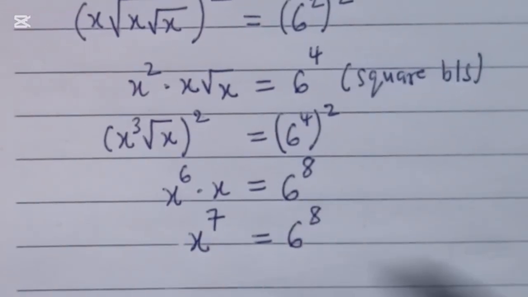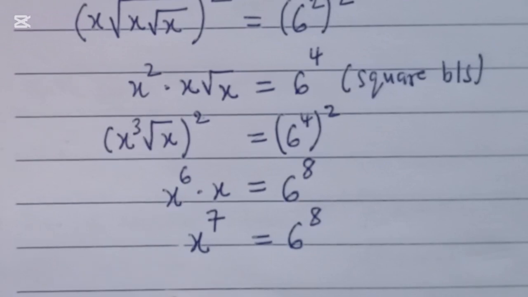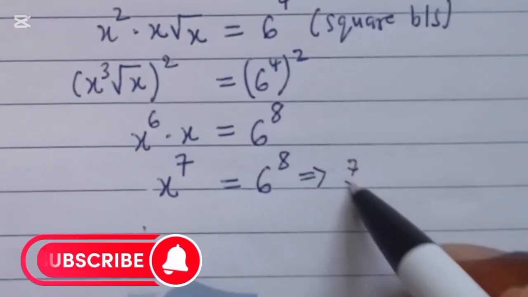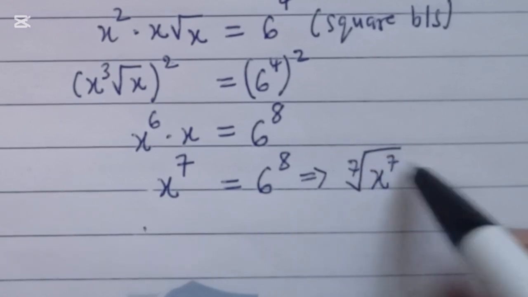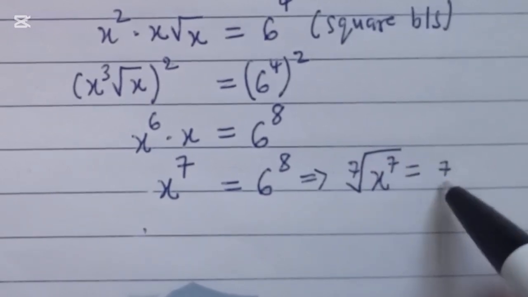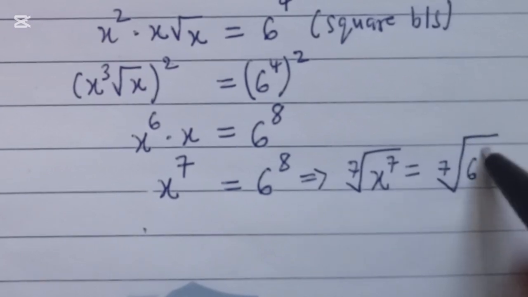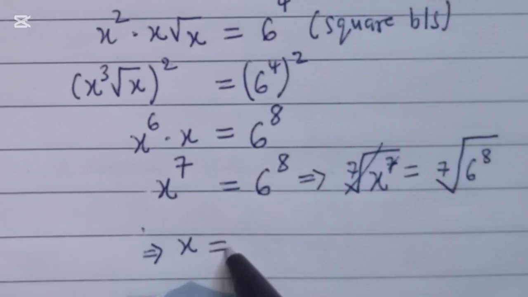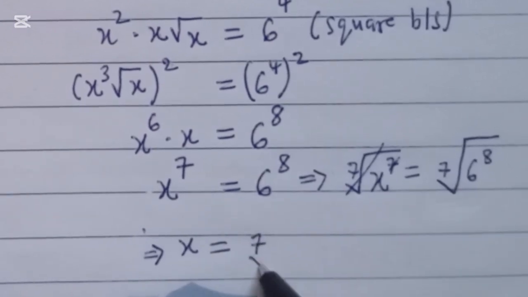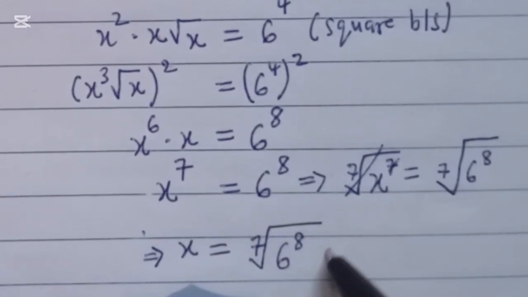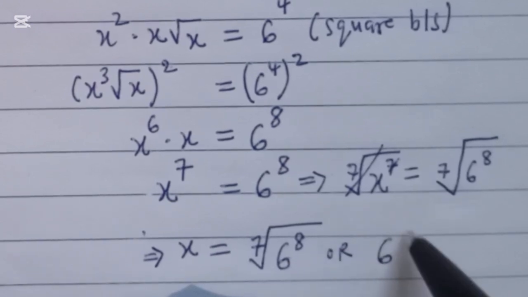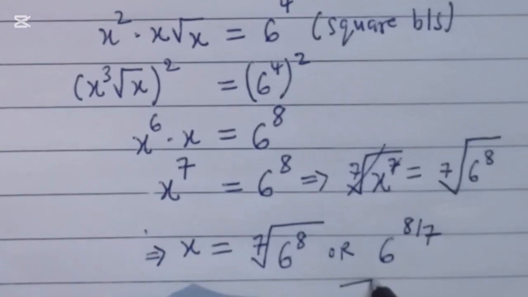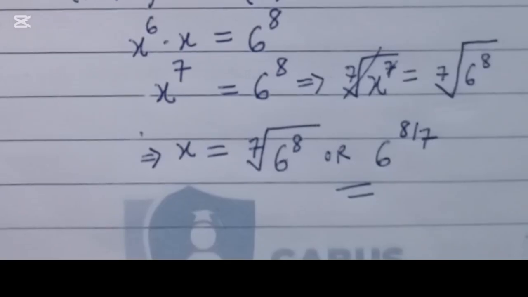So to get the value of x, what you simply have to do is to take the 7th root of both sides. Take the 7th root of both sides. So this becomes the 7th root of x to the power of 7, which gives us the 7th root of 6 to the power of 8. And then we are left with x on this side. So x gives us the 7th root of 6 to the power of 8. This becomes your final answer, or you can rewrite this as 6 to the power of 8 over 7. Either of these is fine. So this is the solution to this simple math problem.